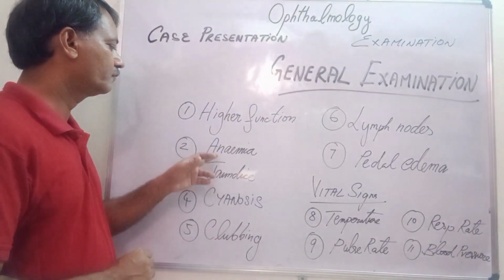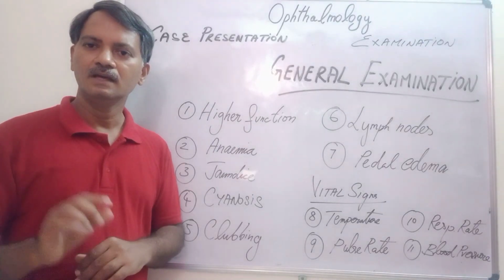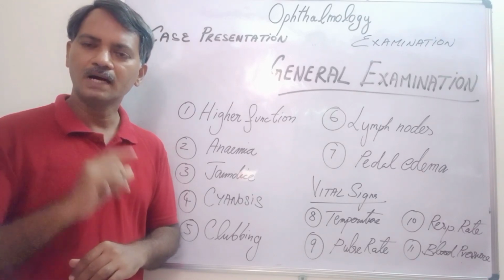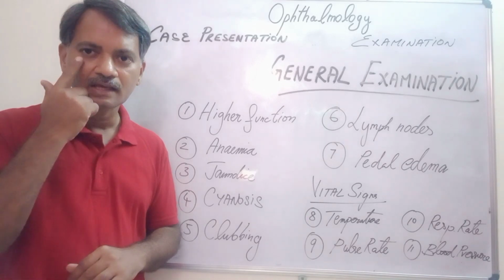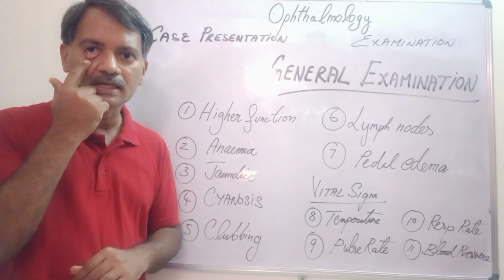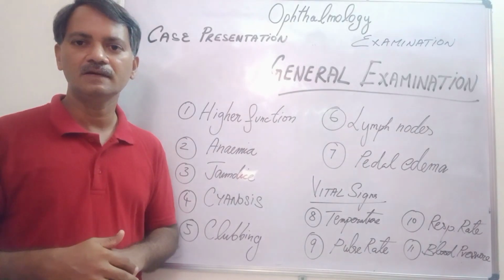Next thing we have to look for is anemia. Anemia can be observed in several parts of the body. One of the parts where you can see the pallor very much is the palpebral conjunctiva. You can just pull the lower lid down like this and look for pallor on the palpebral conjunctiva.